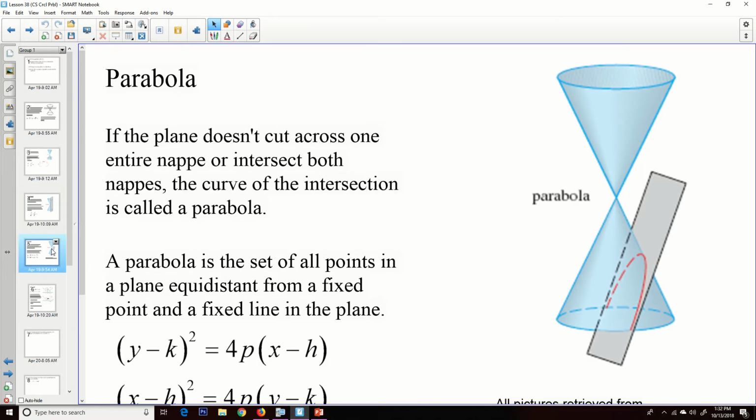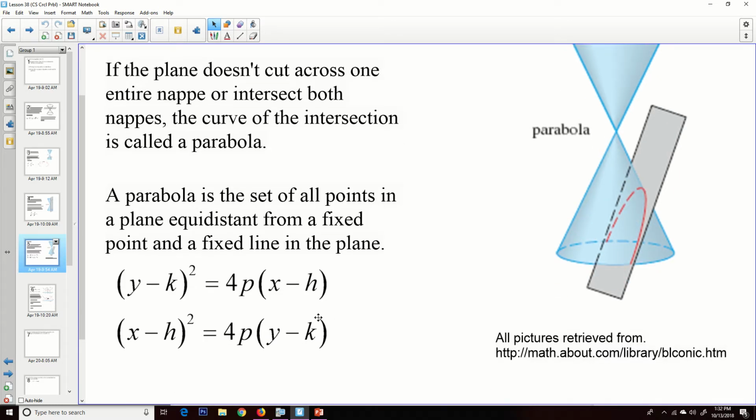And then finally, the second thing that we're going to talk about today, if a plane doesn't cut through across the entire nappe or intersect both nappes, the curve of the intersection is called a parabola. And so you see it right here where we have a parabola here. And we talked about parabolas earlier on in the semester in the context of polynomial functions, and this is how we write it in terms of a conic section. And so a parabola is the set of all points in a plane equidistant from a fixed point and a fixed line in the plane.